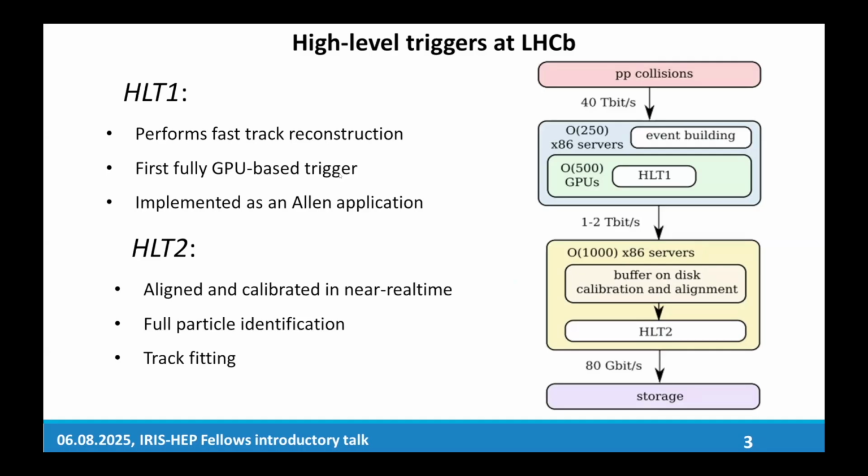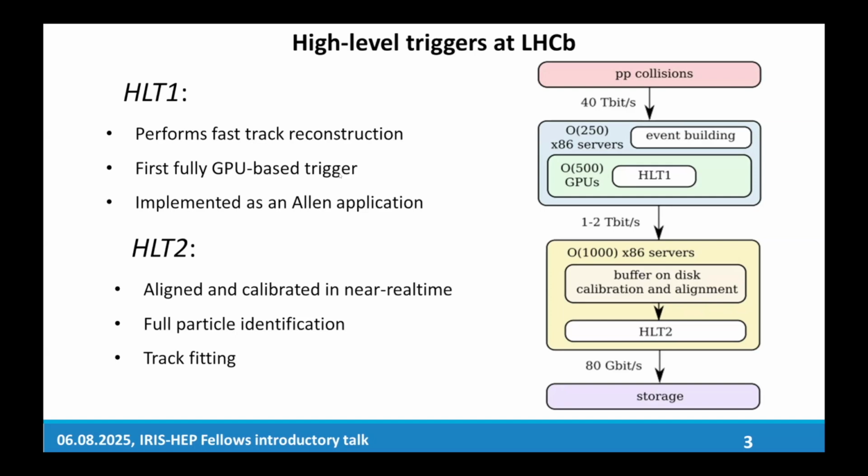What is this? Currently, the LHCb detector is capable of reading out a maximum data rate of 40 terabits per second. This is a huge amount of data that needs to be filtered, which is achieved by these two software stages, HLT1 and HLT2.